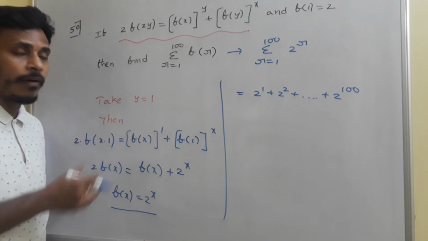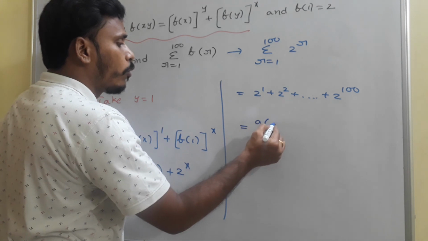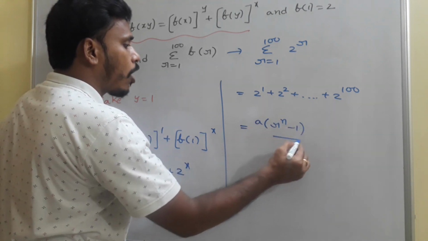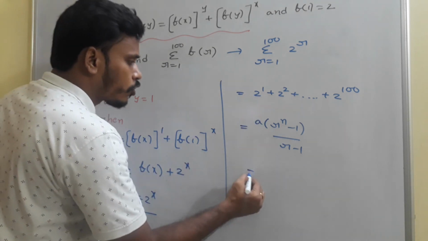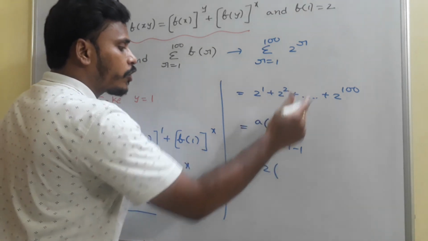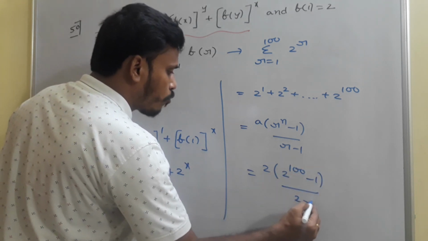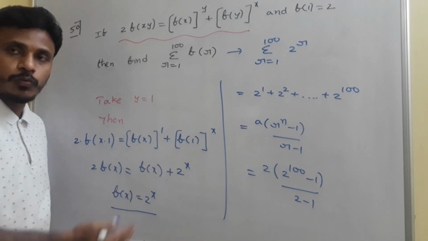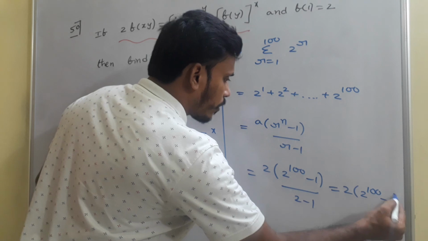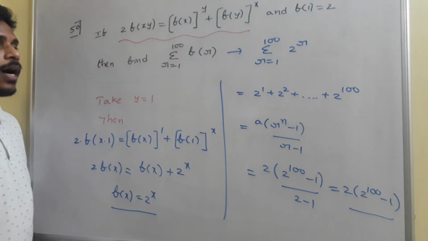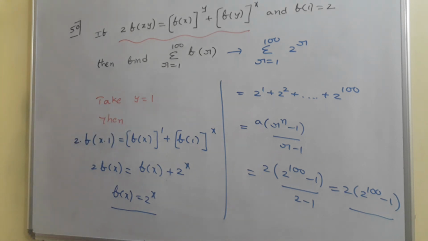They are a finite number of terms, not infinite. So the usual formula is a into (r power n minus 1) divided by (r minus 1), the sum of n terms of a GP. Here a is the first term, which is 2. 2 into (2 power 100 minus 1) divided by (2 minus 1). The denominator 2 minus 1 is 1 only, and your answer is 2 into (2 power 100 minus 1). So at the end, this is your answer. And see, identification of the function is the major part of this problem. Have a look.